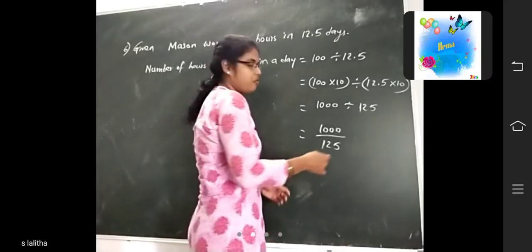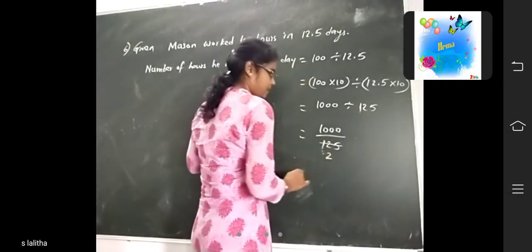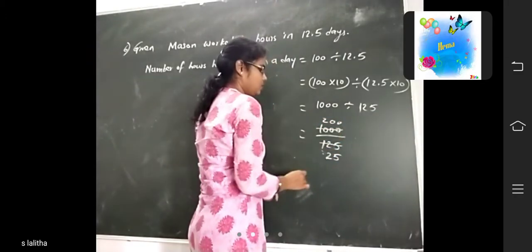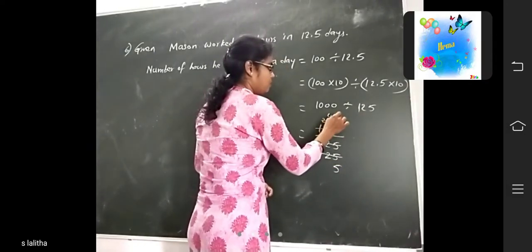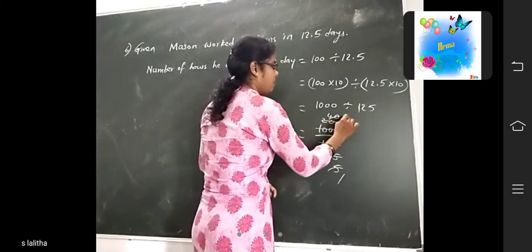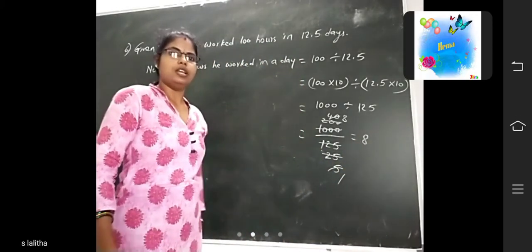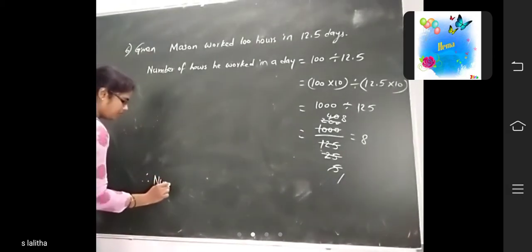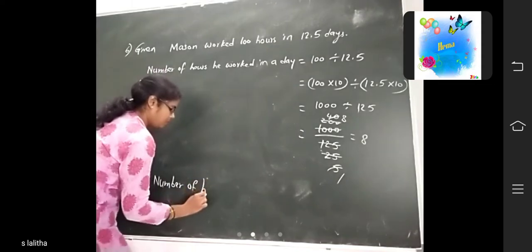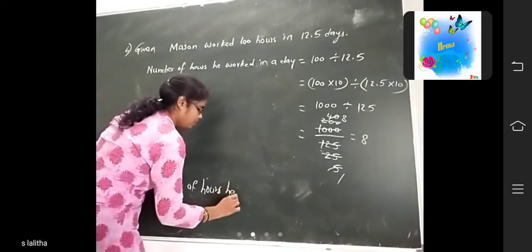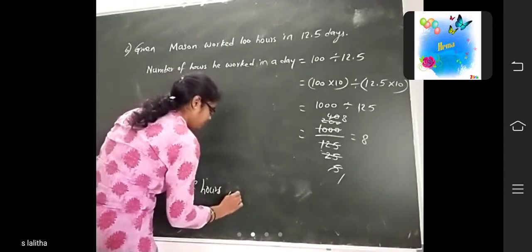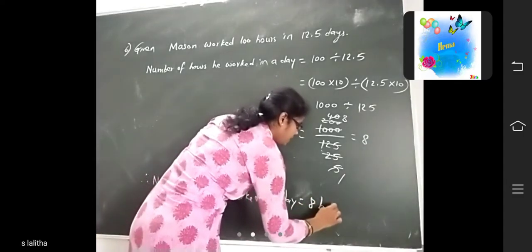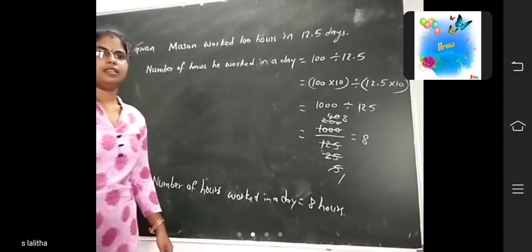So which table should you take? 5 table. 5 2s 10. 2 is remaining. 5 5s 25. Here 5 2s 10. 0 zeros. Again 5 5s. 5 4s 20. 5 zeros. 5 1s. 5 8s 40. So what is that? 8. So now number of hours how many? 8. So therefore number of hours worked in a day equal to how many hours? 8 hours. Okay, right.